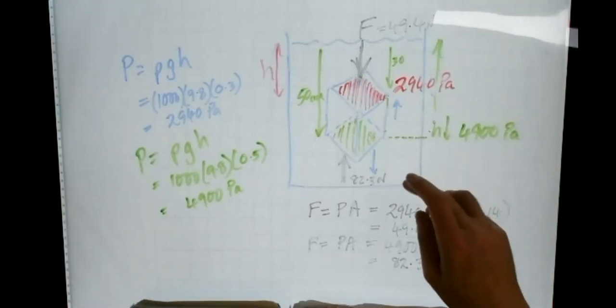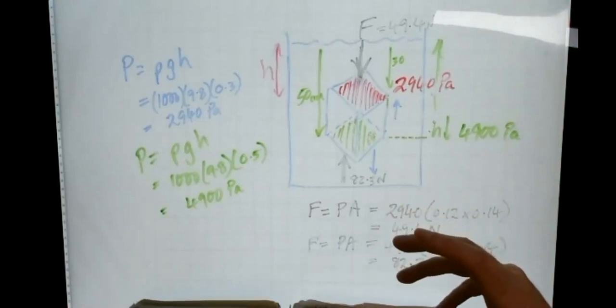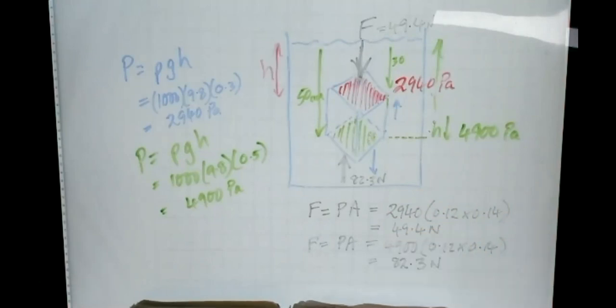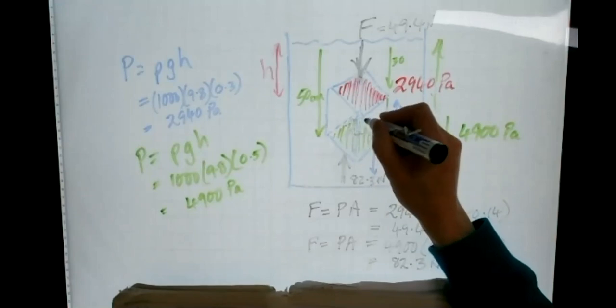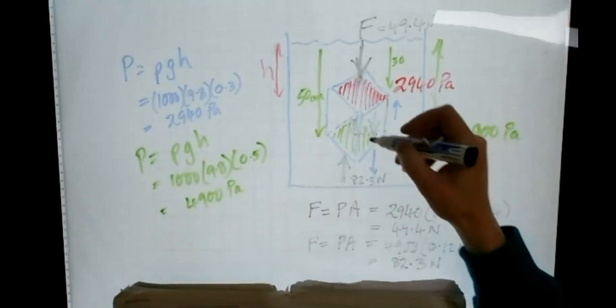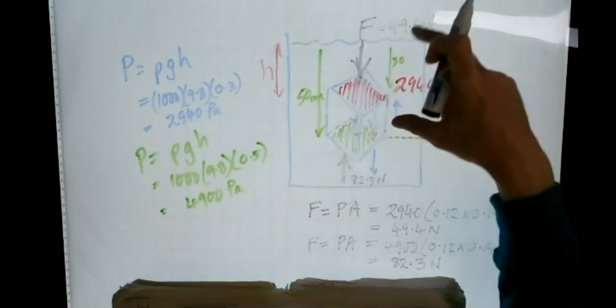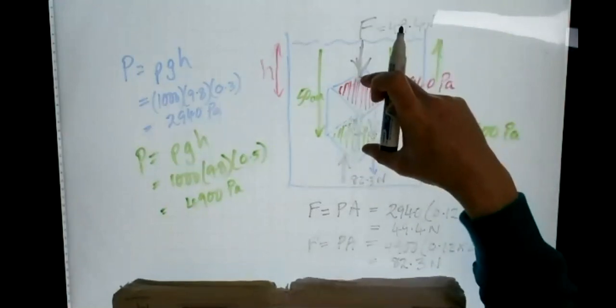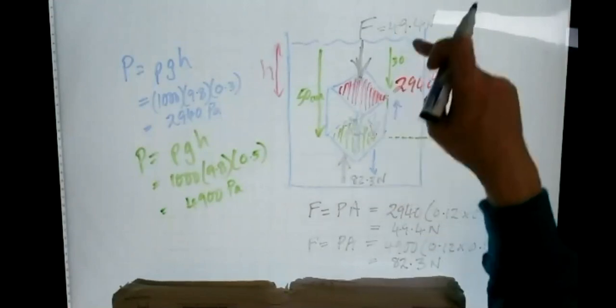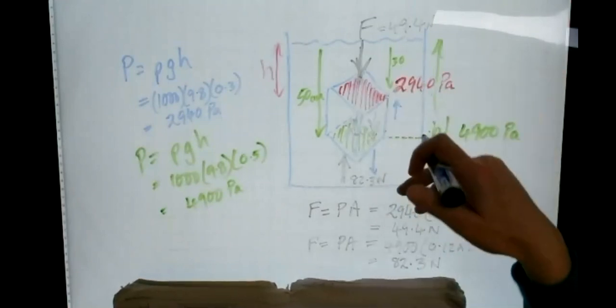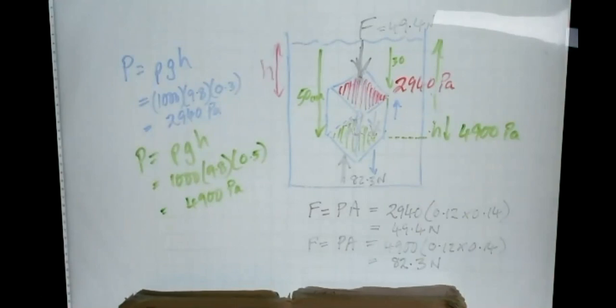Now the weight of the block is 26 newtons. So the weight acts downward, and the force from the water is upward. The water force is smaller than the weight, so the forces are not balanced and the block is not floating. Obviously the weight is larger, so the net force is downward and the block sinks.